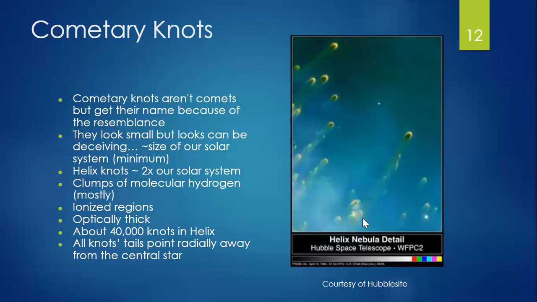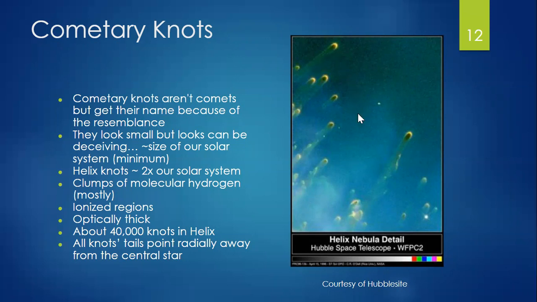These are called cometary knots. Now, they're not comets, but they get their name because they look very similar to comets, because they have a nucleus and a tail. And now these images look small, they look very tiny, but these can actually be solar system size. So on the smaller side, they're the size of our solar system, but in the helix, they're about twice the size of our solar system. So about 40 AU in terms of size.